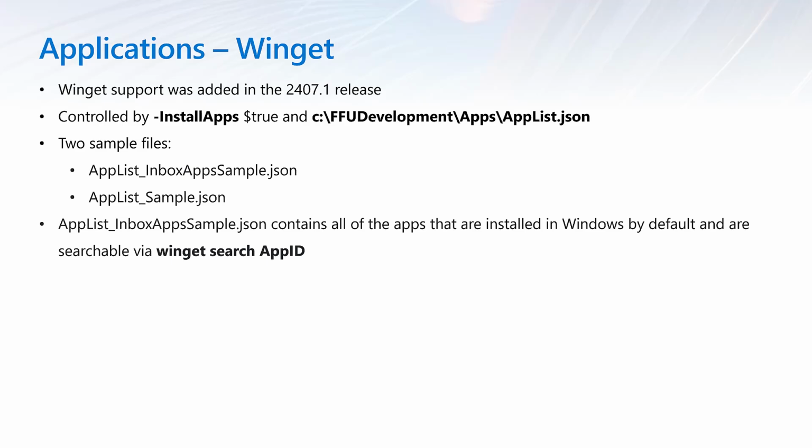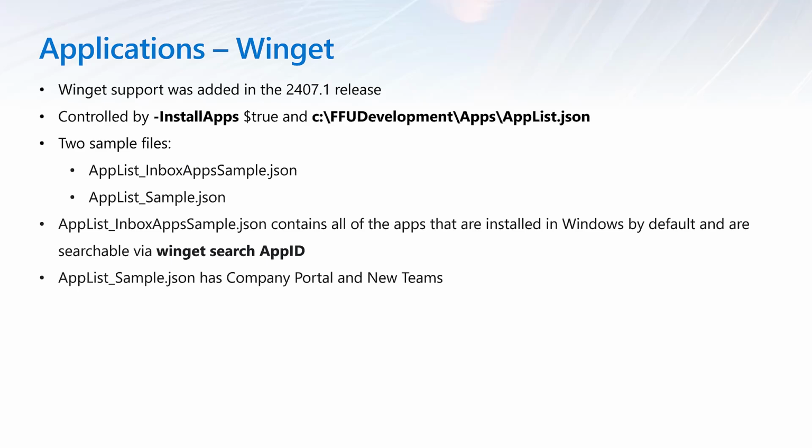The inbox apps sample.json has a list of all the apps that are installed by Windows by default and are searchable via winget search app ID. So not every single inbox app is actually in Winget. So we've tried to add as many of them as we can, and the whole reason we did this and put that in the JSON is because inbox apps that are UWP apps, there's a lot of them, and they take up a lot of bandwidth. And you'll see here in a minute how much bandwidth we save by actually doing this.